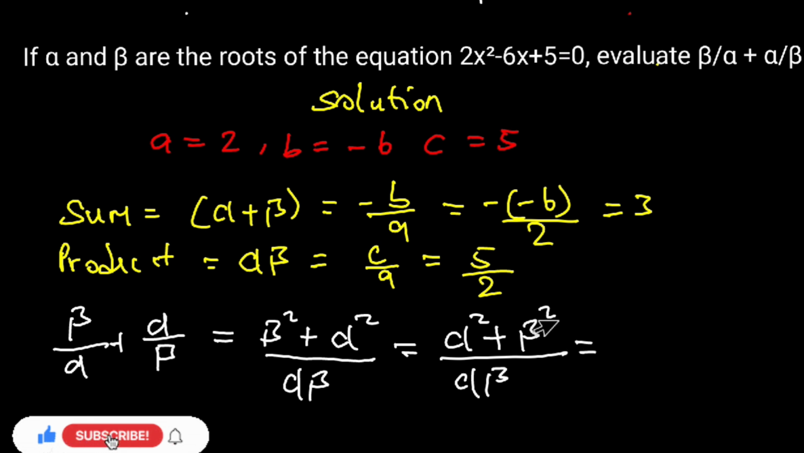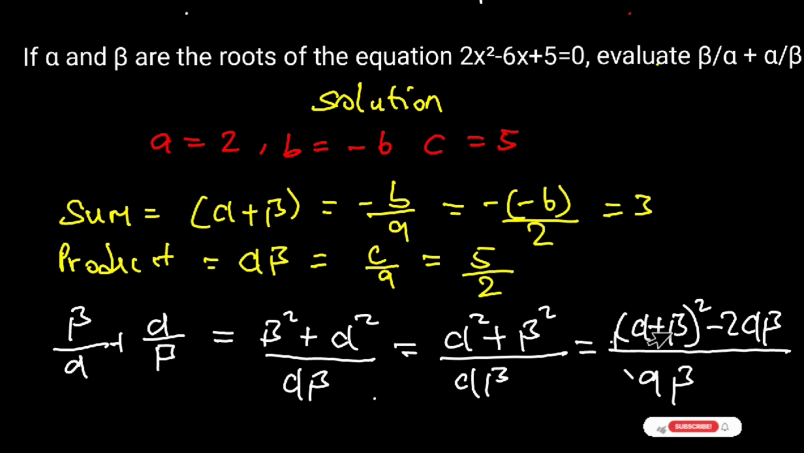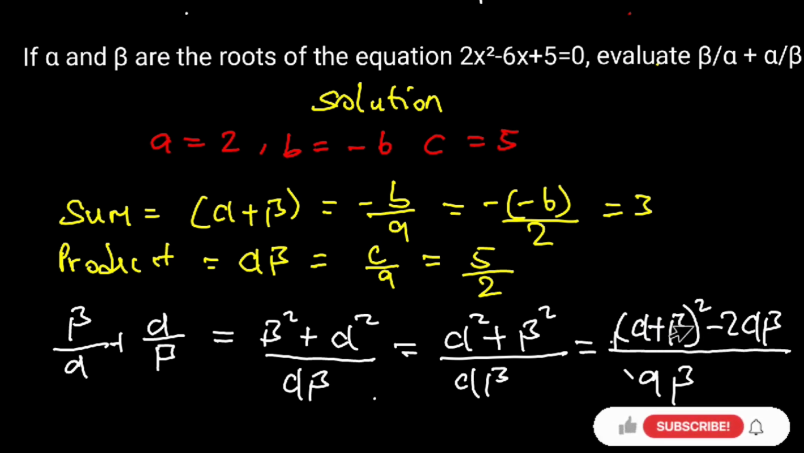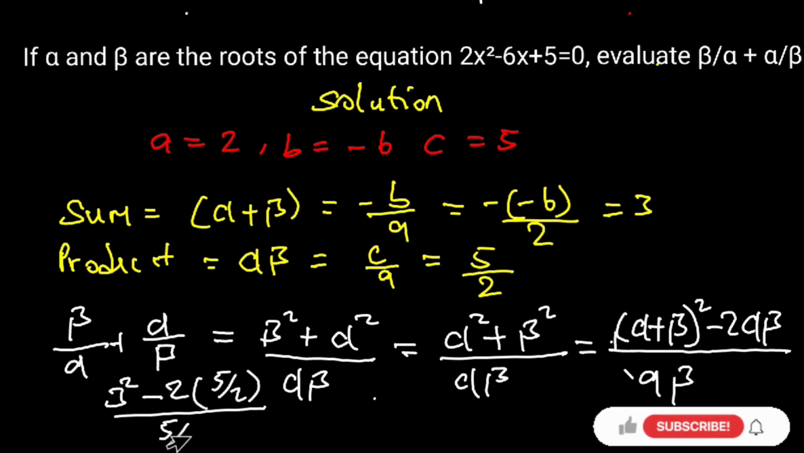And then we know that alpha square plus beta square is equal to alpha plus beta all square minus 2 times alpha times beta, then over alpha times beta. So let's plug in the values of alpha plus beta and alpha times beta in this whole expression. Alpha plus beta is equal to 3. So you have 3 square minus 2 times alpha times beta, which is 5 over 2, then over alpha times beta, which is 5 over 2.